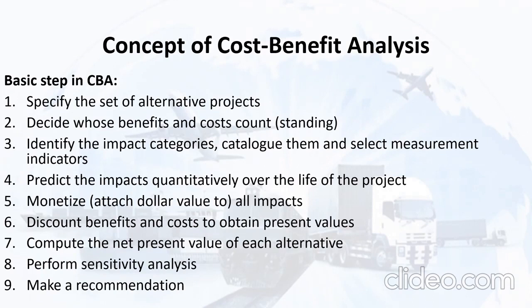And number 7, compute the net present value, NPV, of each alternative, bagi setiap alternatif pilihan yang ada. And number 8 is perform sensitivity analysis, itu menjalankan analysis sensitif. And number 9, make recommendations. Number 9 is how to make a decision, either the project should be continued or the project should be taken or what. So the cost benefit analysis akan membantu untuk kita membuat cadangan atau recommendations.